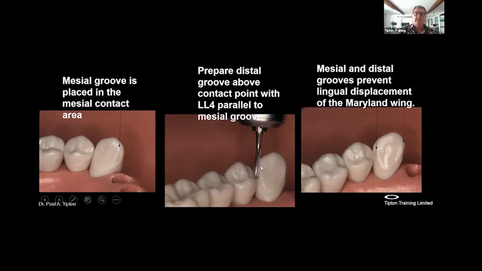So in this instance, I'm just showing the next preparation. I will go through the contacts. I'm showing you two preparations, an anterior and a posterior. In this instance, I'm now going to go above the contact point. So I go again with my groove parallel. My burr's got to be parallel.